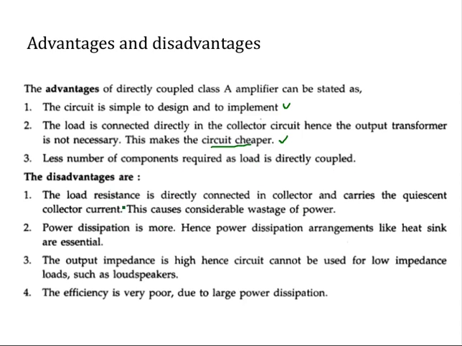But the disadvantages are, as we mentioned, the load resistance is directly connected in the collector and it carries the quiescent current, collector current, that is ICQ. A DC drop will be there across RL. This causes considerable wastage of power. Power dissipation is more, so a heat sink will be necessary to dissipate the power. Then output impedance is high, hence the circuit cannot be used for low impedance loads such as loudspeakers, and the efficiency is very poor due to large power dissipation.